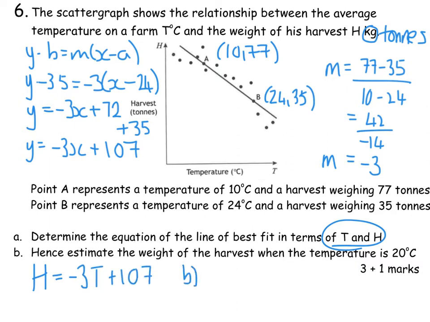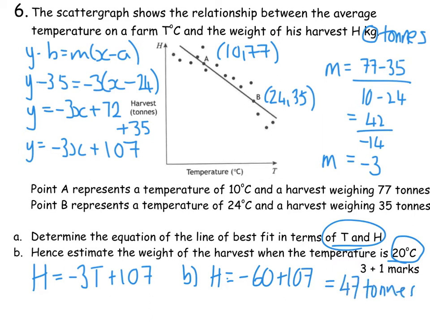Part B wants us to use a temperature of 20 to work out the harvest. We replace t with 20. So I'm just going to go straight to negative 60 here if that's okay. Because 3 times 20 is 60, but there's a negative. So negative 60 plus 107 leaves you with an answer of 47 tonnes.